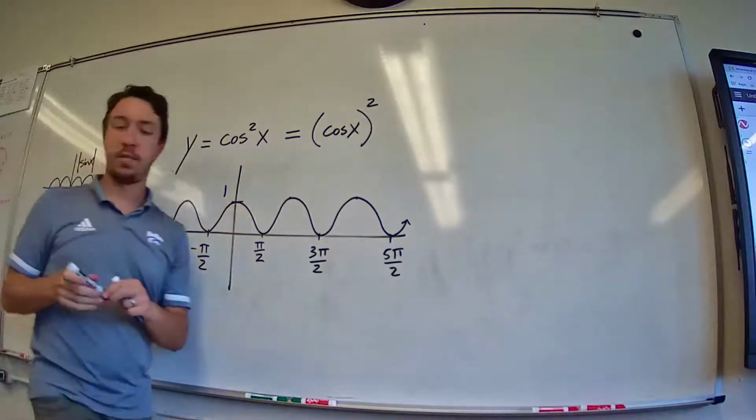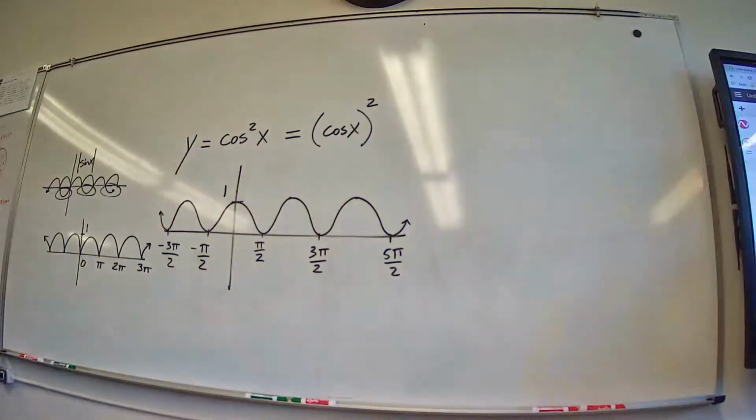Well, for now, I guess I'm just saying take my word for it. But Desmos can help. If I graph cosine squared of x, that's what it looks like. Kind of weird. It looks a lot like just a cosine graph, doesn't it?